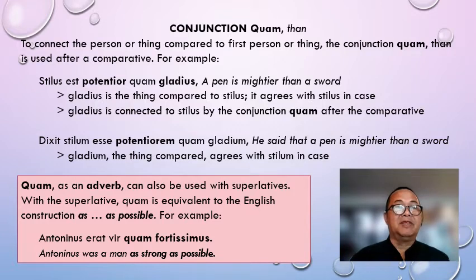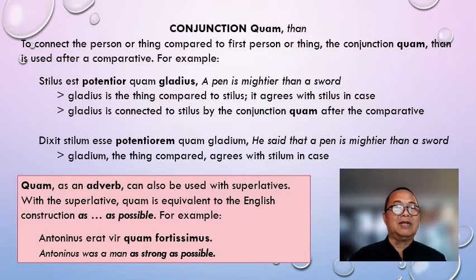So in the example given there, a pen is mightier than a sword, a sword is being compared to a pen, and than connects sword with pen. And you have the adjective in the comparative degree, mightier. So in Latin, stilus est potentior quam gladius. Stilus est potentior quam gladius.